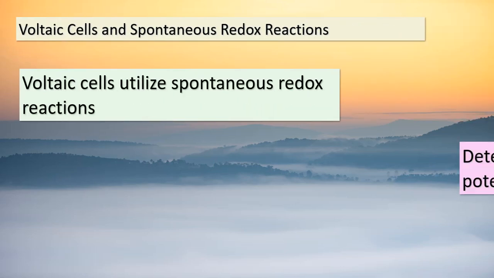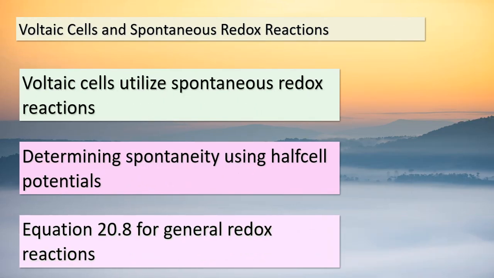Welcome back, students. In our exploration of energy and chemical reactions, we've now come to the intriguing realm of voltaic cells and the role of spontaneous redox reactions. Voltaic cells are fascinating devices that harness the power of these reactions to generate electrical energy. But how do we determine if a redox reaction is spontaneous? Well, this is where half-cell potentials come into play. These potentials provide us with valuable information about the tendency of a reaction to occur.